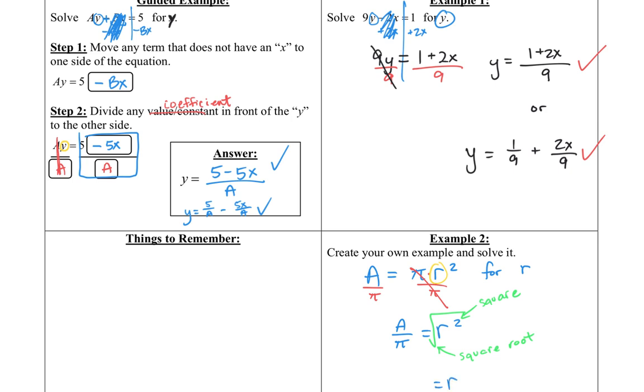But remember, we've got to do it to the other side also. So since I did a square root on the right, I've got to do a square root on the left. So our final answer is going to look real cool. It's going to be A over pi, and it all gets square rooted. So this is a good answer. Check.